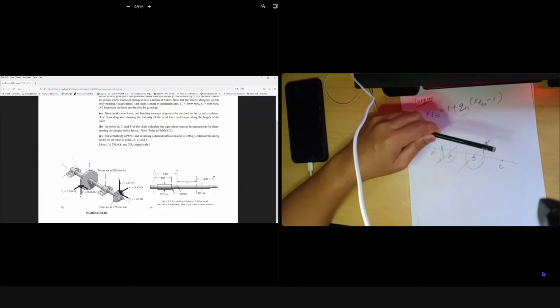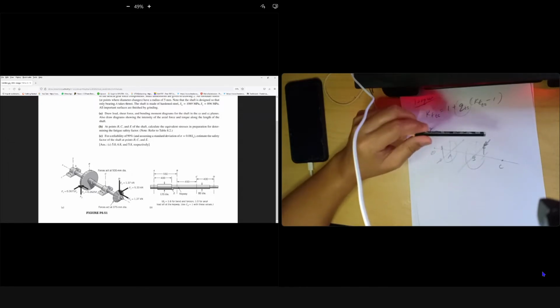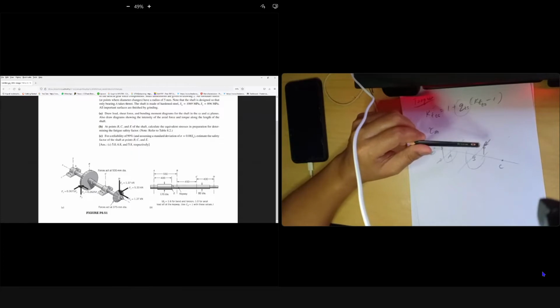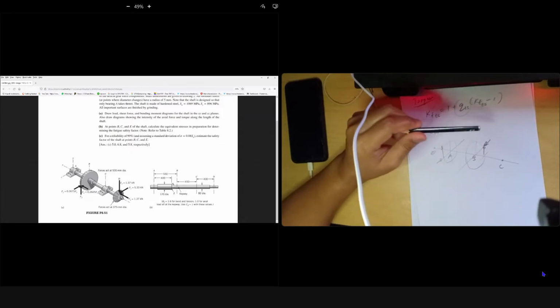But your shoulder, you have KF. So KF shoulder, R over D, D over D. So you get your KT, then you find your KF bending: 1 plus Q bending in bracket, KT bending minus 1. That is for bending, but we don't have torsional stress. Be careful, at this shoulder we don't have torsional stress.